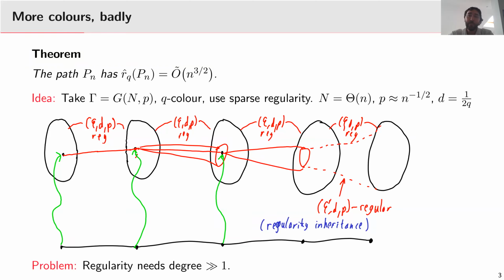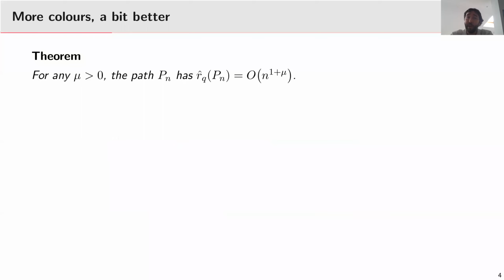This sort of strategy of doing embedding using sparse regularity and regularity inheritance has been used quite a lot in the past few years, but it runs into a barrier when we cannot have regularity inheritance because such small pairs cannot be regular. So what I want to do now is explain how to do this theorem, but a bit better. Now I want to say we take some positive mu. I want to show now the Ramsey number is at most n to the 1 plus mu.